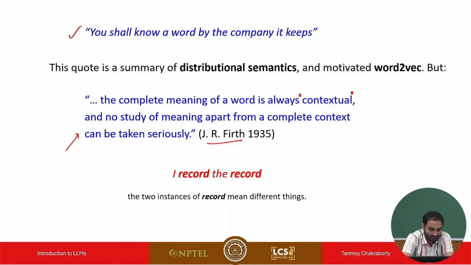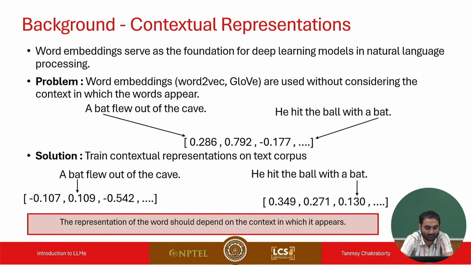This is an example: I record the record. If you look at the two positions of the word record, the meanings are completely different. Now if you use a word2vec kind of method or a GloVe kind of method, which basically produce pre-trained embeddings, you will get the same embedding for these two positions of record, but the meanings are different.